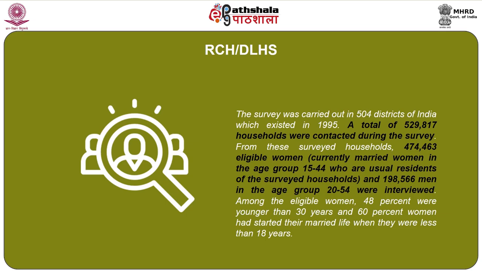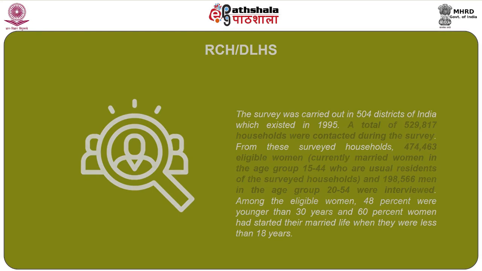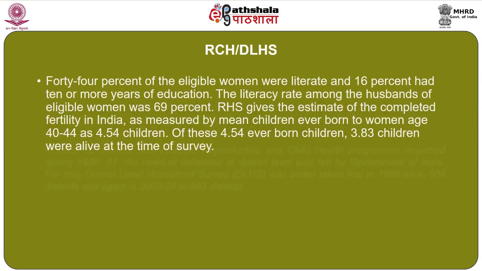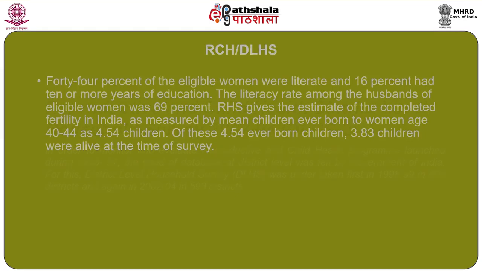Among the eligible women, 48% were younger than 30 years and 60% women had started their married life when they were less than 18 years. 44% of the eligible women were illiterate and 16% had 10 or more years of education. The literacy rate among the households of eligible women was 69%. RHS gives the estimate of the completed fertility in India as measured by mean children ever born to women age 40 to 44 as 4.54 children. Of these 4.54 ever born children, 3.83 children were alive at the time of survey.